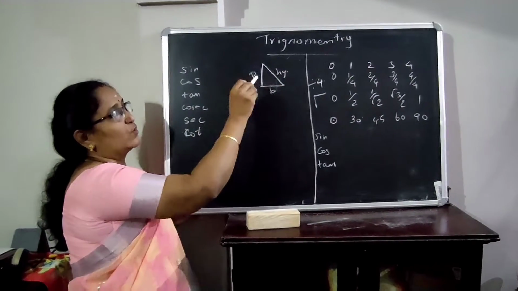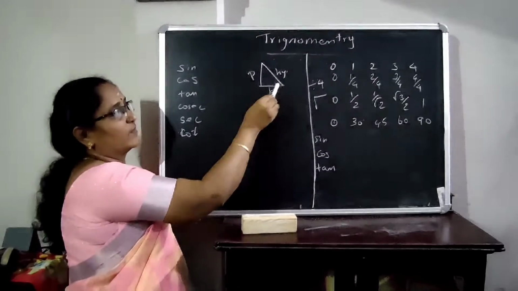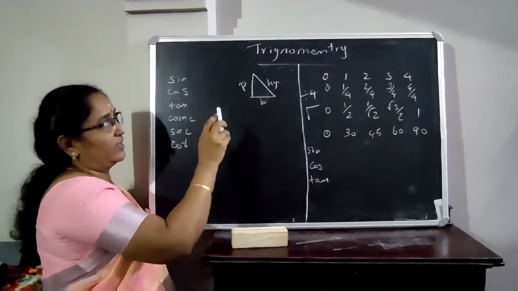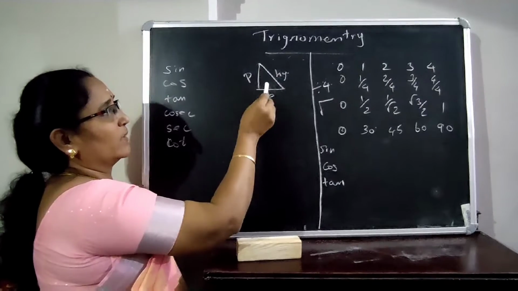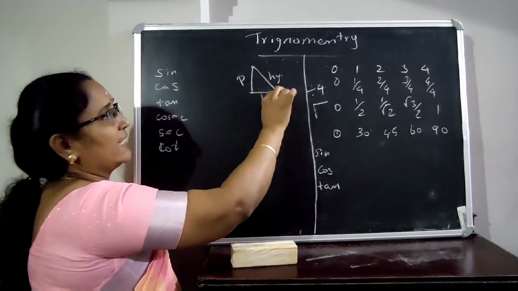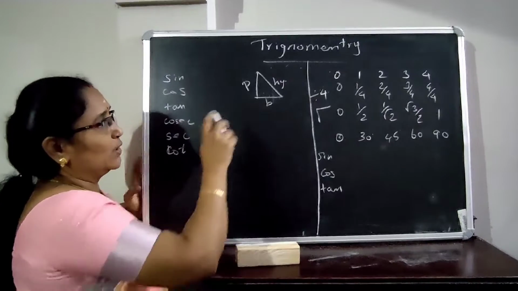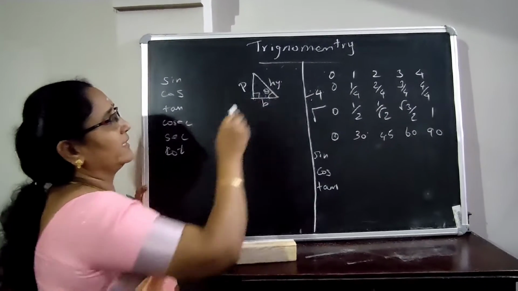Trigonometry. We use trigonometry for finding angles and sides of a right angle triangle. We already know, using Pythagoras theorem, the vertical line is the perpendicular, the horizontal line is the base, and the slanting line is the hypotenuse. This is a 90 degree angle. So you take this as an angle theta.